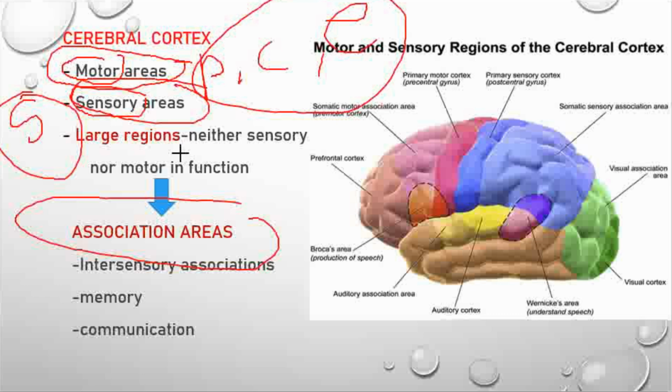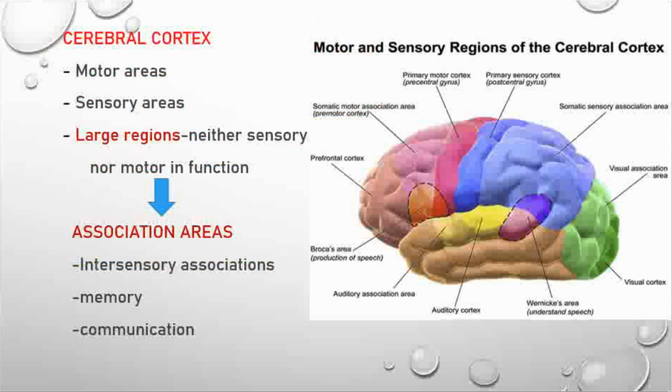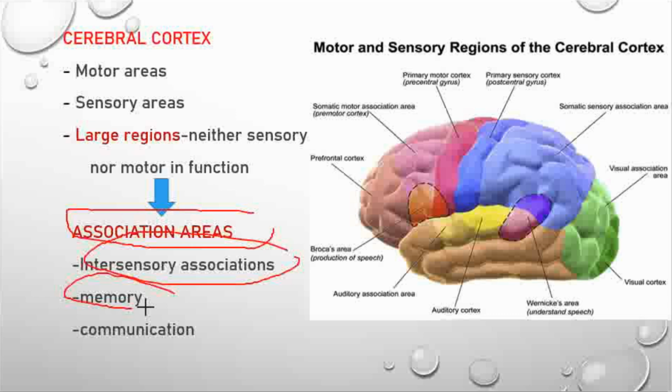There are also some large regions. These large regions are neither sensory nor motor. They are called association areas. So they are neither motor nor sensory in function. They perform more complex functions. What they perform is intersensory association and memory. So memory and communication are the functions of these association areas.